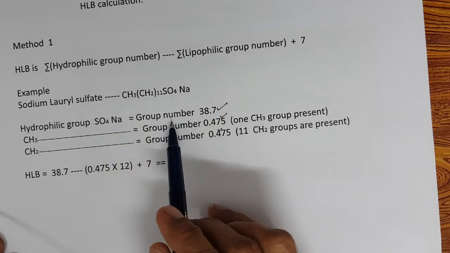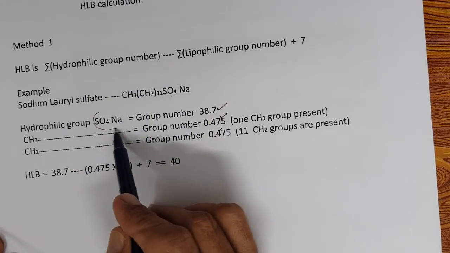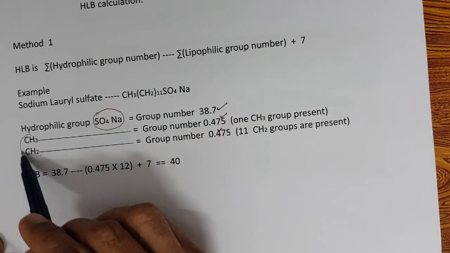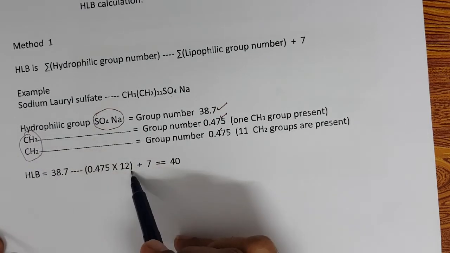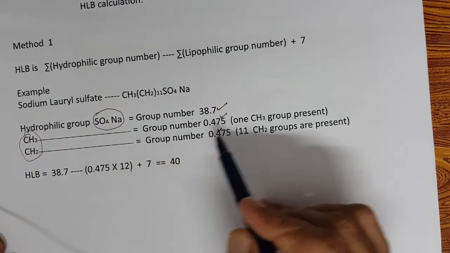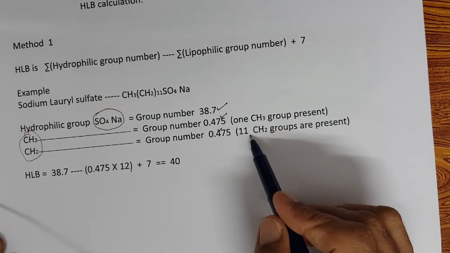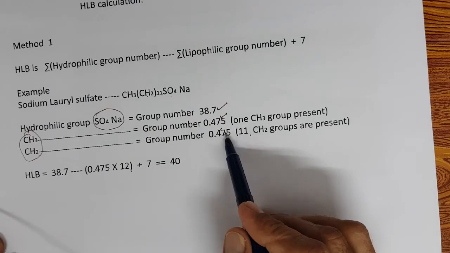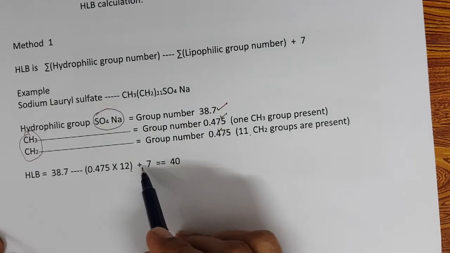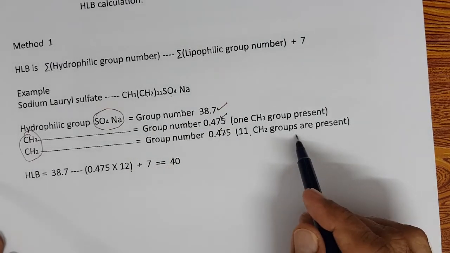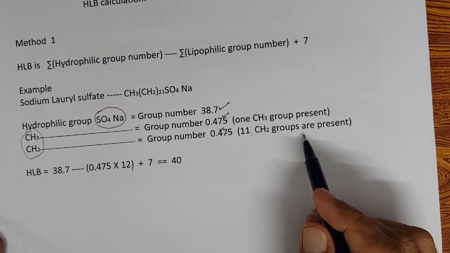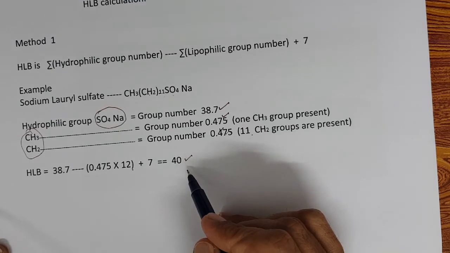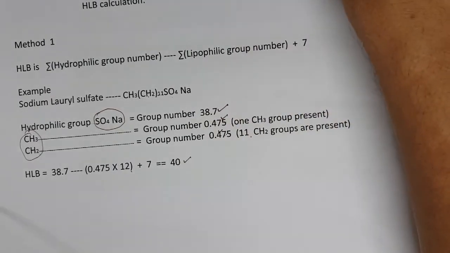Hydrophilic group number, this is the hydrophilic part, minus lipophilic, this is the lipophilic part, 0.475 into 12. Why 12? 11 CH2 and 1 CH3, both have the same group number, plus 7, that is 40. So the sodium lauryl sulfate HLB is 40. That is how it is calculated, right?